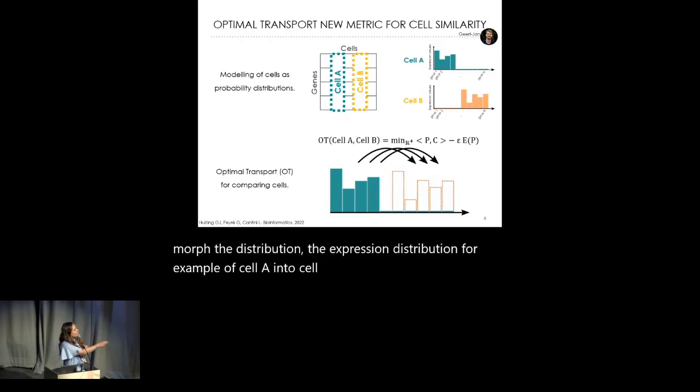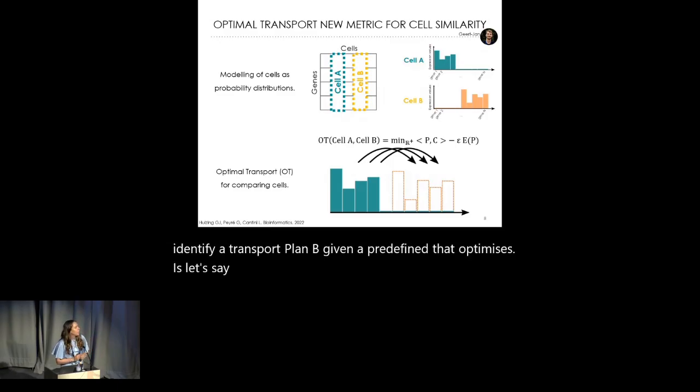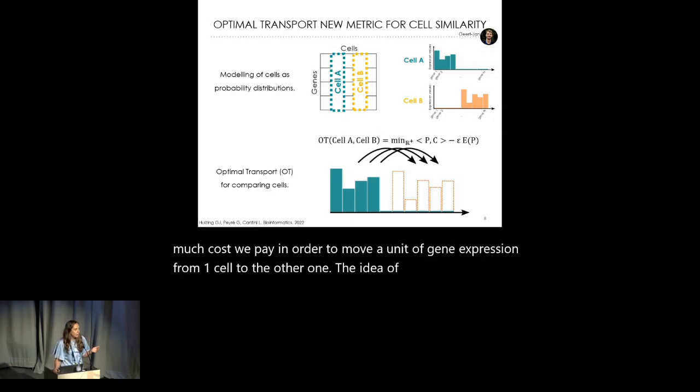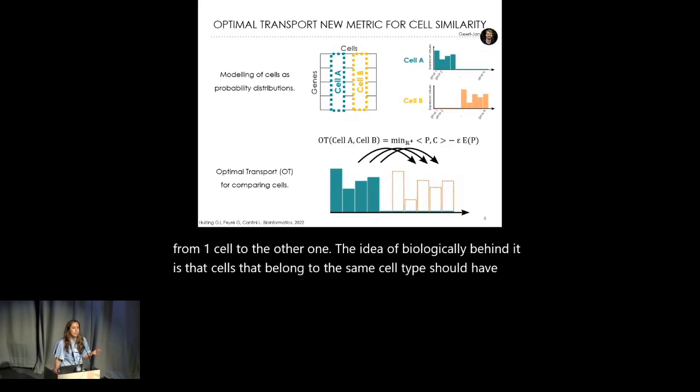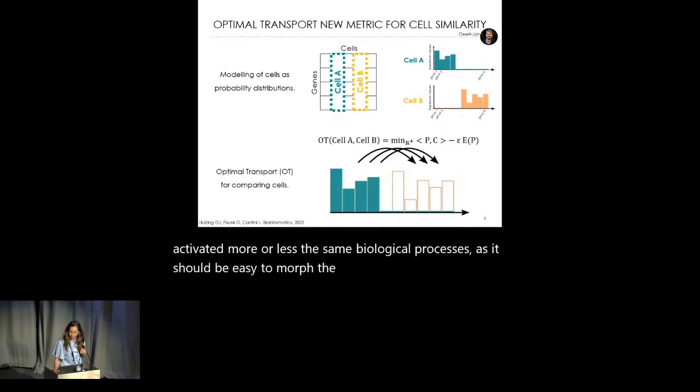So mathematically, we want to identify the transport plan P that optimizes this, let's say, distribution morphing, given a cost C, that is the cost that is imposed in the beginning, and that will tell us how much cost we pay in order to move a unit of gene expression from one cell to the other one. The idea biologically behind it is that cells that belong to the same cell type should have activated more or less the same biological processes, and so it should be easy to morph the distribution of one into the other.